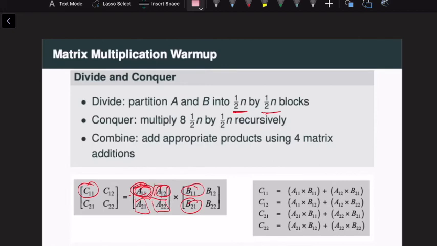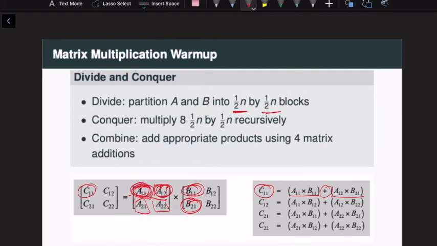So to compute this C1, what we have to do is this matrix times that matrix, and then this matrix A1,2 by this matrix B2,1. And we add those two resulting matrices. So these are the two matrix multiplications that we have to add to get this result. And then we add these two matrices.